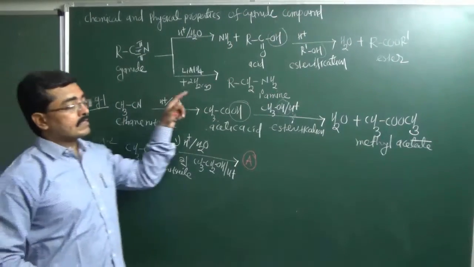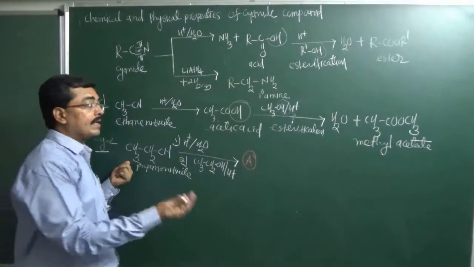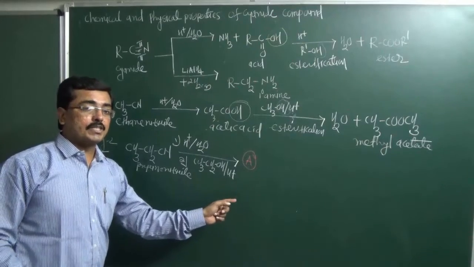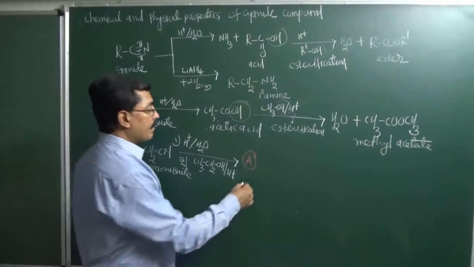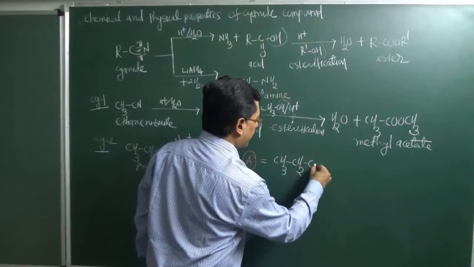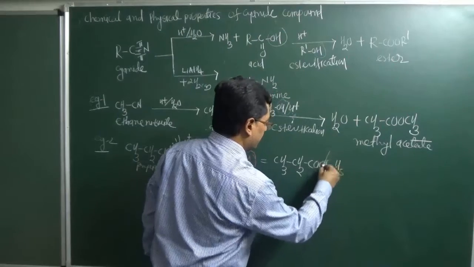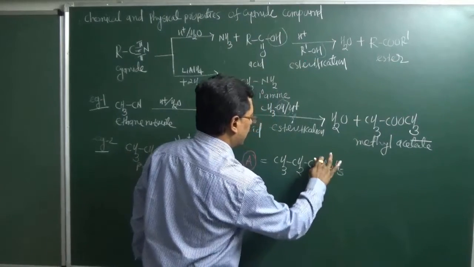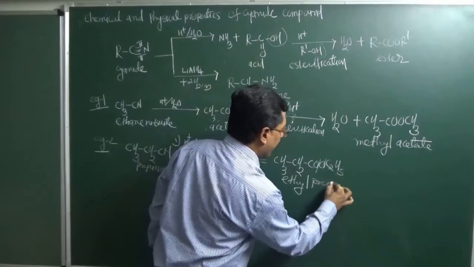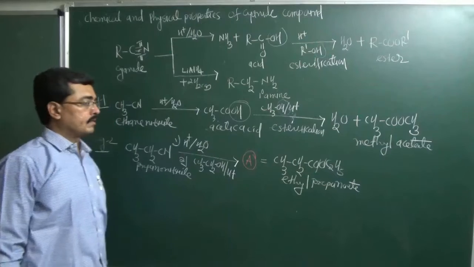If you know the steps, easily you can do it. First, hydrolysis of propane nitrile gives propanoic acid, and propanoic acid on esterification gives ethyl propanoate. So the structure of final product A, we can write, is nothing but ethyl propanoate. So this ethyl propanoate will be obtained.